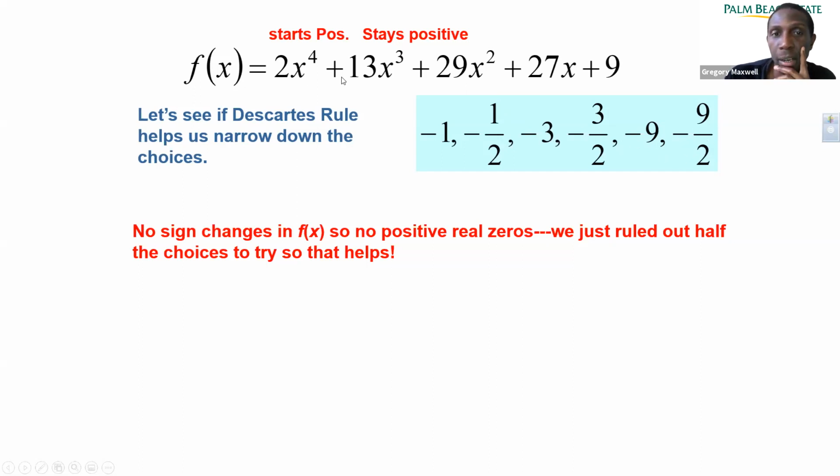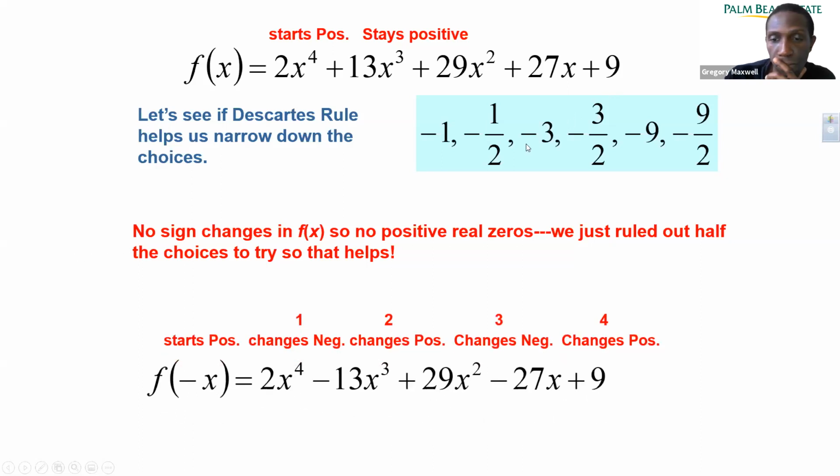Now, if I replace all my x's with negative x, there will be a sign change from here to here, from here to here, from here to here, and from here to here. So I'll have 4 negative roots. That's if I replace all my x's with negative x.